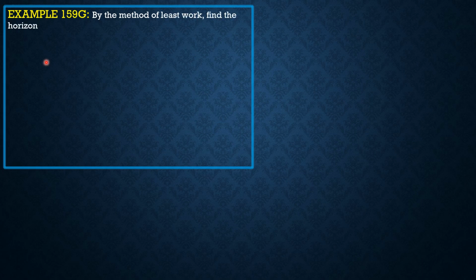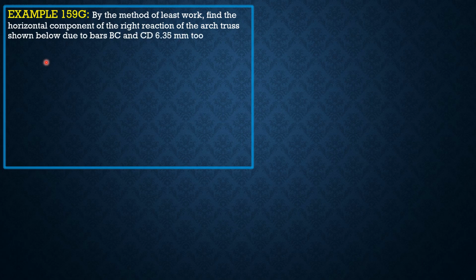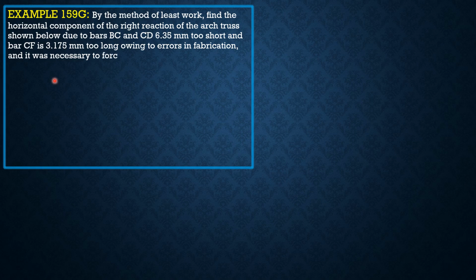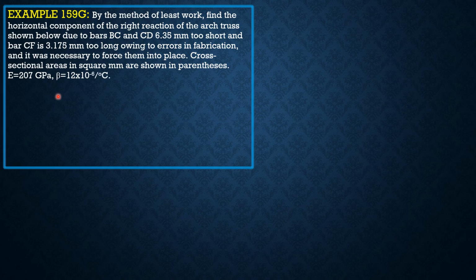By the method of least work, find the horizontal component of the right reaction of the arc thrust shown below due to bars BC and CD 6.35 mm too short and bar CF is 3.175 mm too long. Owing to errors in fabrication, it was necessary to force them into place. Cross-sectional areas in square millimeters are shown in parentheses. Modulus of elasticity 207 gigapascals and coefficient of thermal expansion 12 times 10 to the negative 6 per degree Celsius.